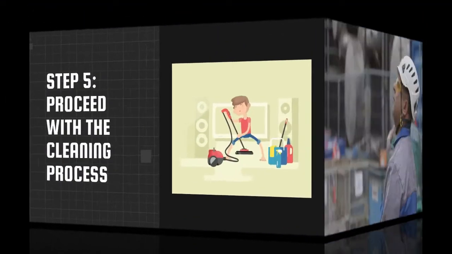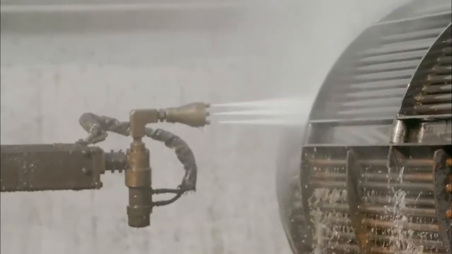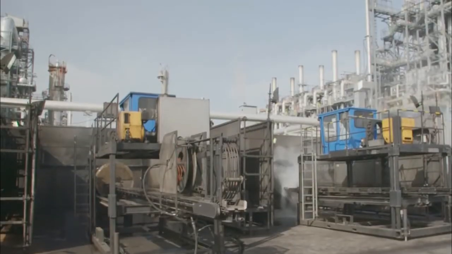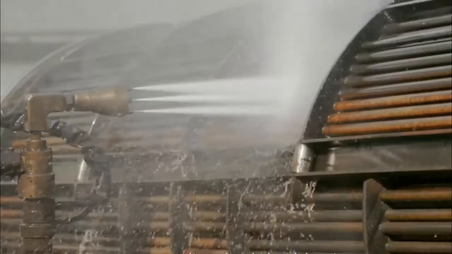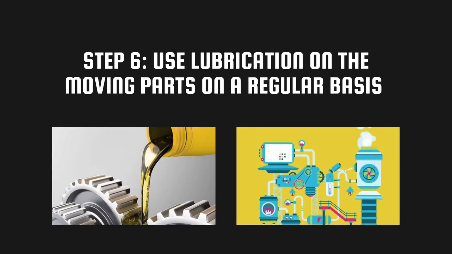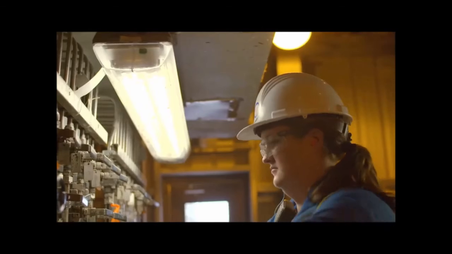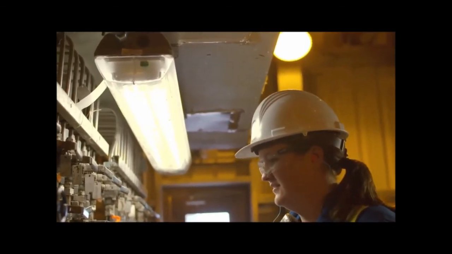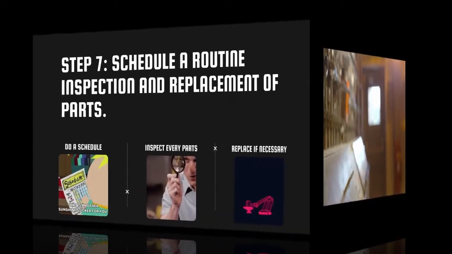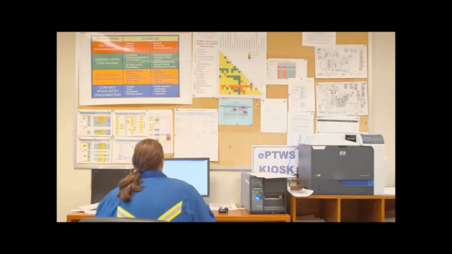Step 5. Now you can proceed with the cleaning process. Step 6. Please lubricate all the moving parts on a regular basis. Step 7. Please schedule a routine inspection and replacement for the parts of the absorption tower.